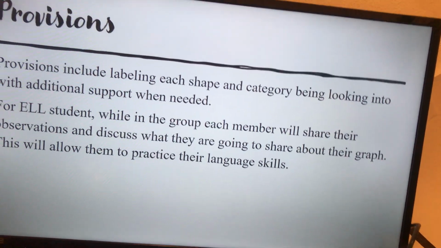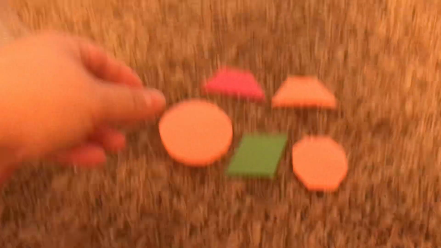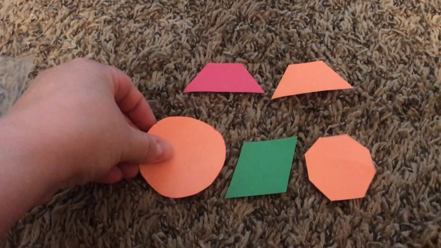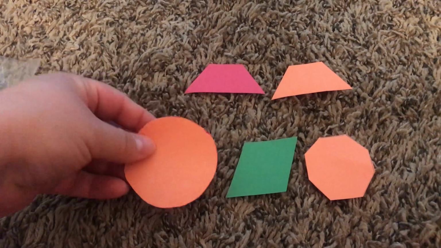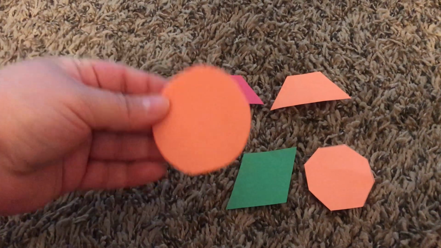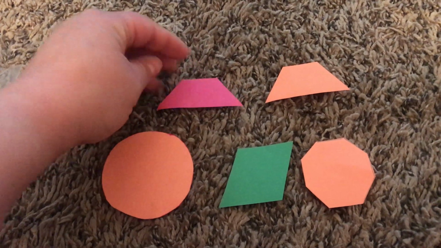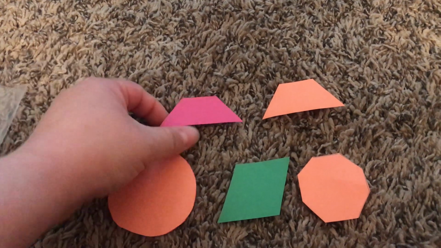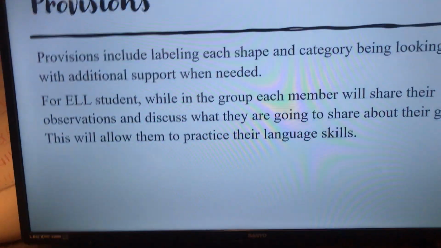Now, provisions would be, you can definitely label your shapes, so that it helps the student visually see and have it labeled. For example, you just write down circle, or you can even tell them how to write it out, so they can label it and put word with representation, so they can have a little more referencing. So you would have them label each shape.